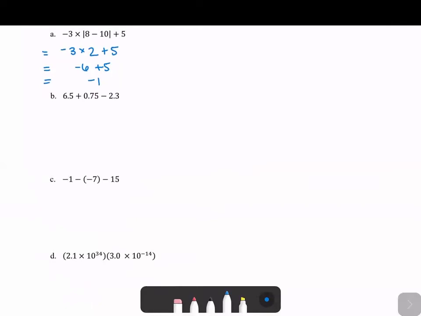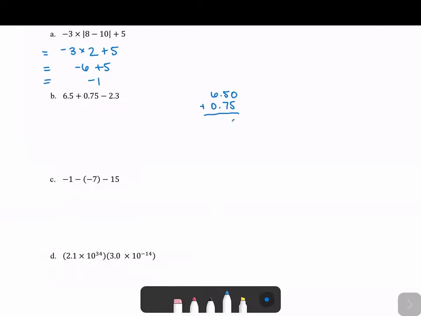Okay, next is doing these decimals. So remember, PEMDAS, we group multiplying and dividing, and we group adding and subtracting going from left to right. So since there's only addition and subtraction in this problem, we're just going to work them in order from left to right. So 6.5 plus, my apologies, 0.75. So remember, whenever we add and subtract using decimals, we line up the decimal places and add zeros on the end if necessary.